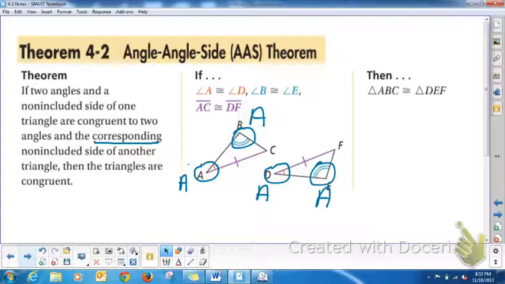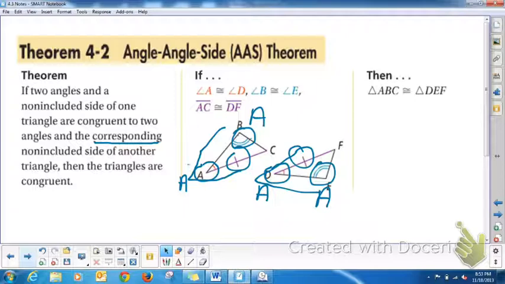Angle, we actually want to go this way. Angle, angle, side. Angle, angle, side. When we read this, we don't want to skip over more than one thing. That's how you know how to read these.